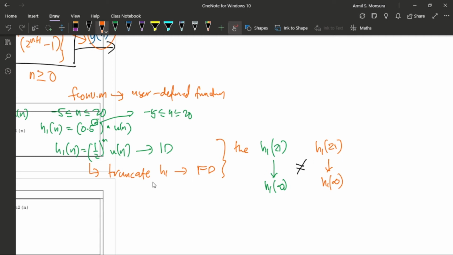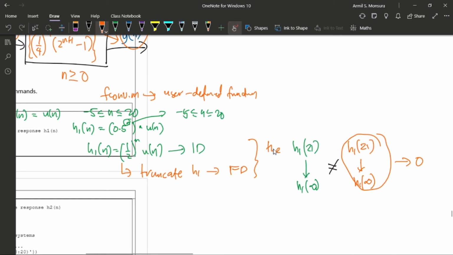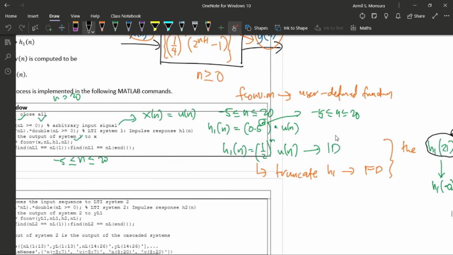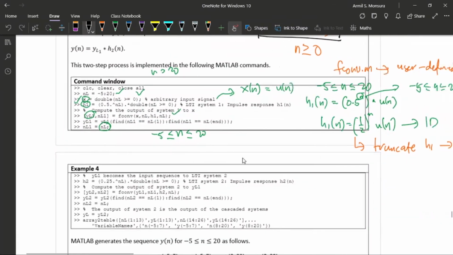Since this truncated h1 is now a finite duration sequence, it turns out that all of those values are 0. In your original sequence, these are not 0. These are supposedly non-zero values. So that is the difference between the two. Therefore, this is where the values of your truncated sequence and your original sequence start to differ, at n equals 21 and beyond.